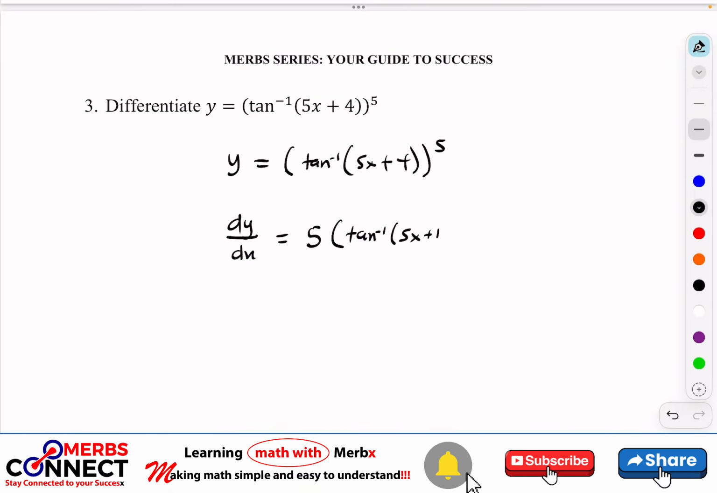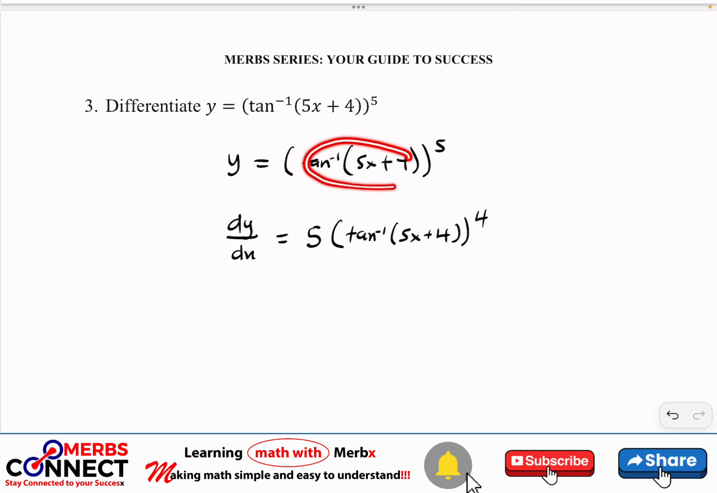We are not going to touch that. And then we subtract 1 from 5. So this is just the power rule. So 5 drops down. We maintain everything in the parentheses, and then we subtract 1 here.